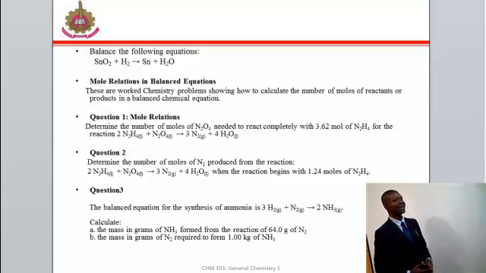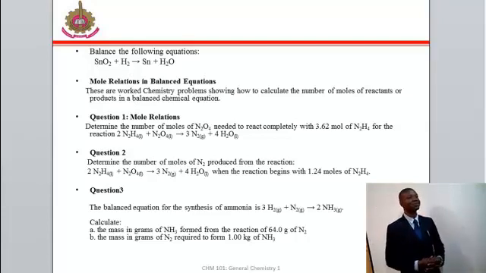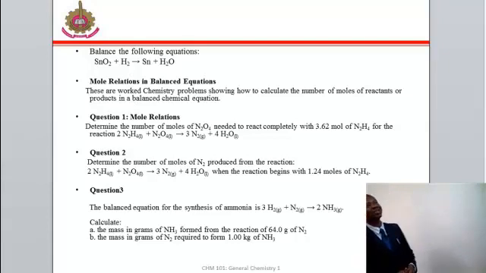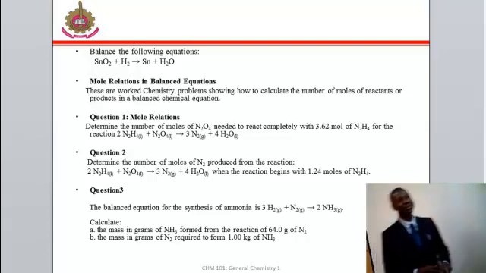The question says that we should determine the number of moles of nitrous oxide needed to react completely with 3.62 moles of N2H4. As I was saying, for the first question, we have to calculate the number of moles of N2O4 that will be needed to react completely with 3.62 moles of N2H4 for the reaction shown on the board. What we need to do is, first of all, find the relation between the number of moles of N2H4 and N2O4 by using the coefficients of the balanced equation.